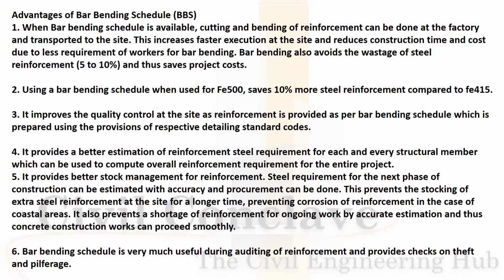Using a bar bending schedule when we use FE500 saves 10% more reinforcement compared to FE415. It improves the quality control at the site, as reinforcement is provided in the bar bending schedule, which is prepared using the standard codes. It provides a better estimation of the reinforcement for each and every structural member, which can be used to calculate the overall reinforcement requirement for the entire project.